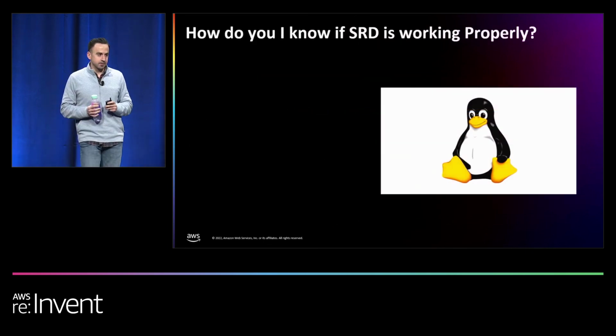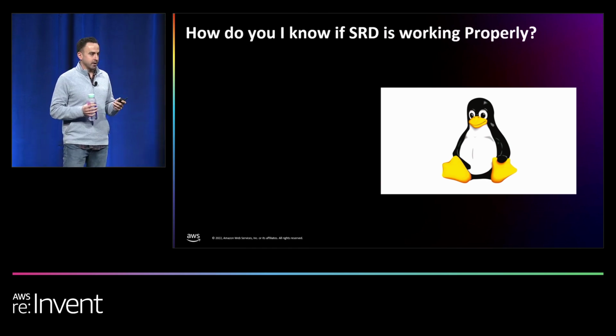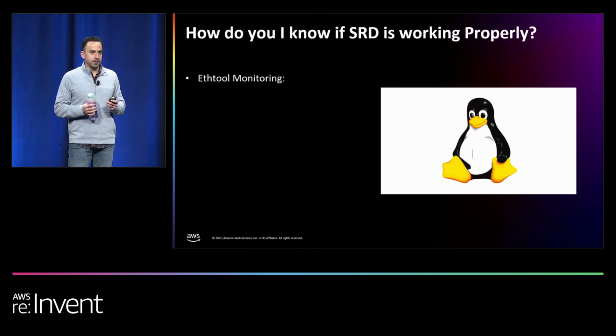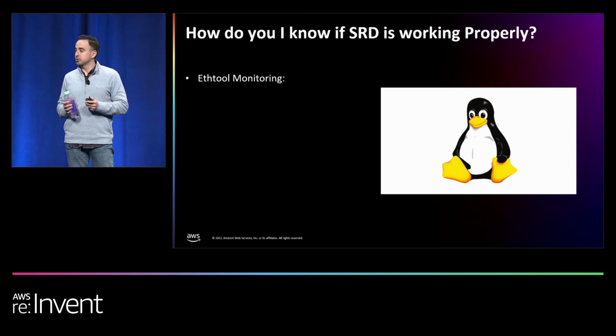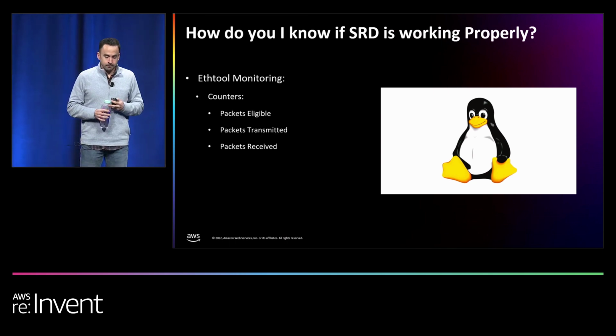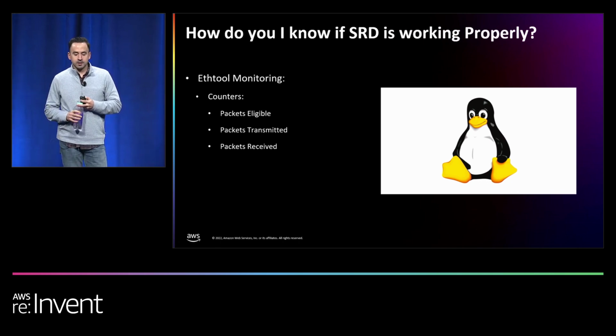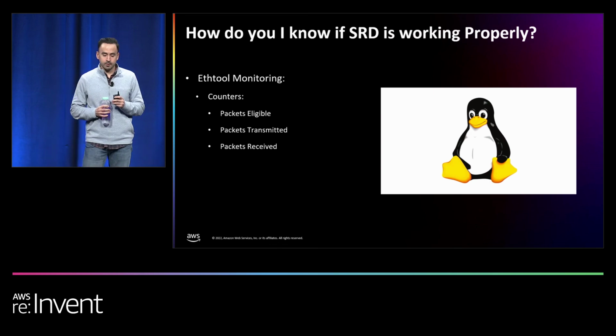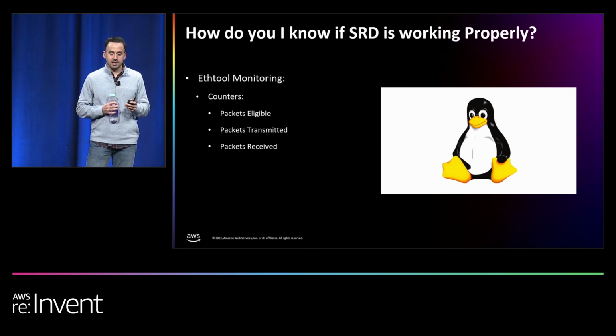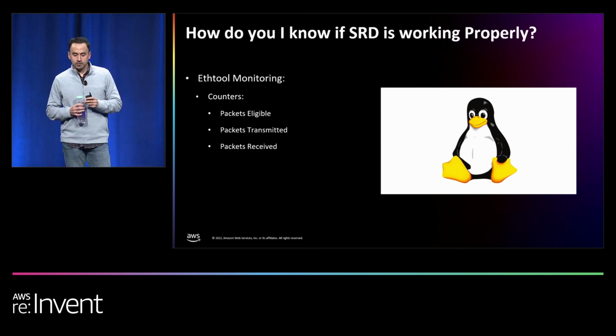So this is awesome. This is all well and good. How do you know it's working right? How do you know you've set it up properly? So we wanted to make sure we are launching with monitoring tools as well, directly integrated into the Linux ethtool to enable real-time evaluation and troubleshooting. We also wanted to ensure customers had visibility into their TX, or transmit, and receive packet counts. Additionally, we wanted to make sure you had visibility into the number of SRD eligible packets you could send.